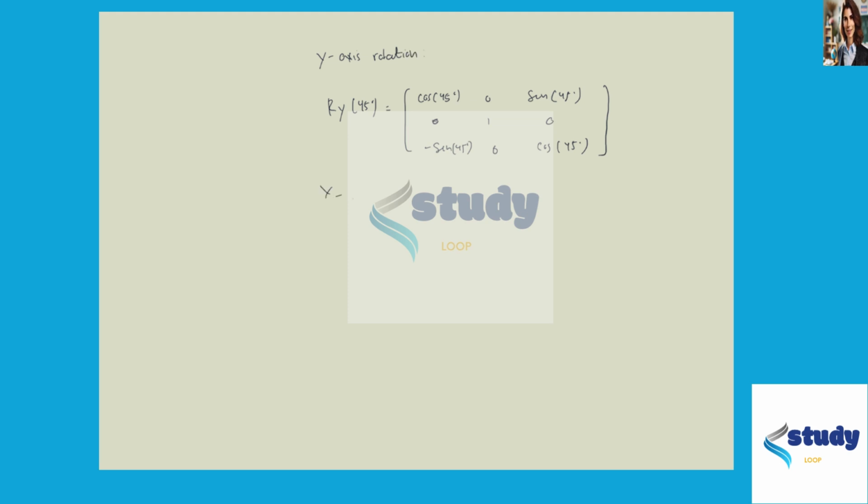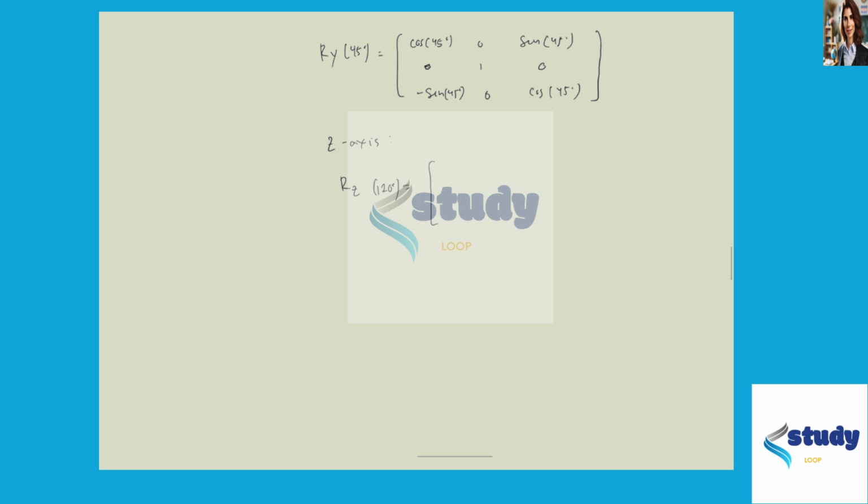For our z-axis, let's go in order. We're going to denote it R z of 120, which is going to equal cosine of 120, negative sine of 120, 0; sine 120, cosine 120, 0; 0, 0, 1.